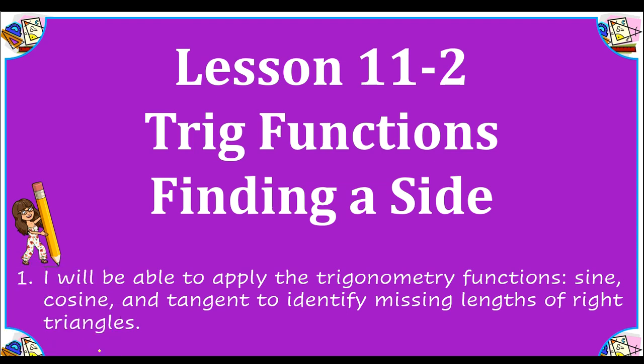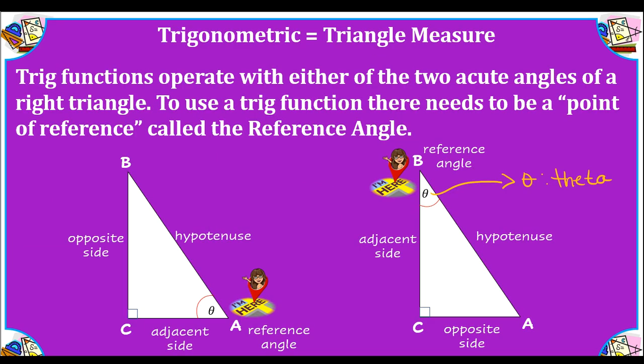In this video, we're going to learn how to use trig functions to find a side length of a right triangle. Trig functions allow us to find a side length when we're only given one other side length. We will also be given an angle. The angle that we consider is known as the reference angle.